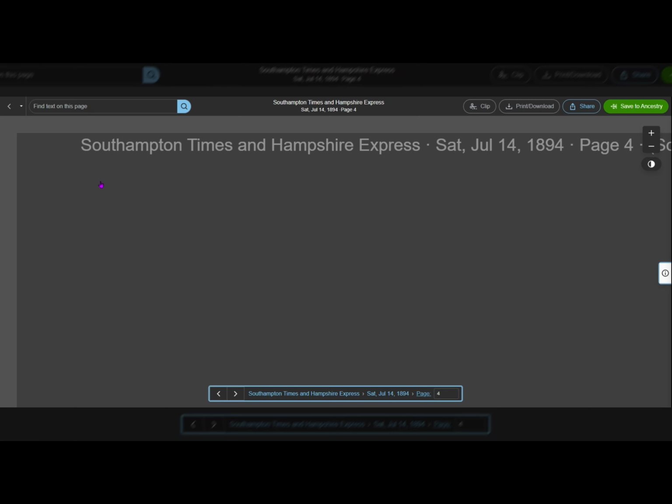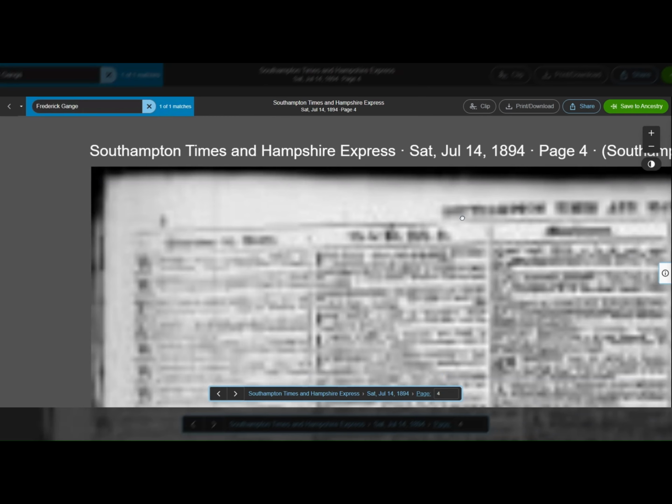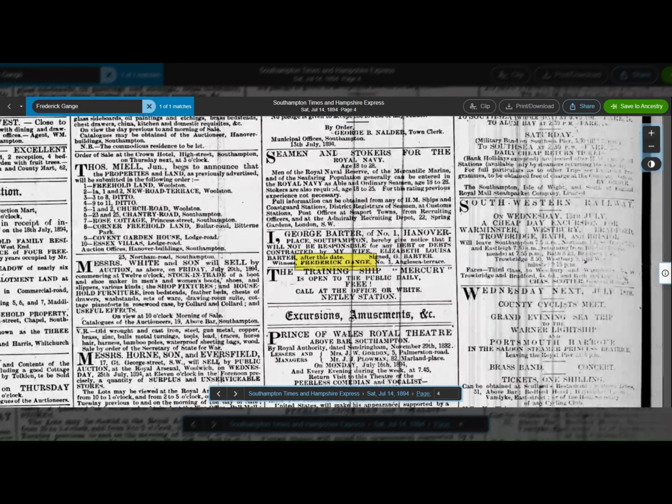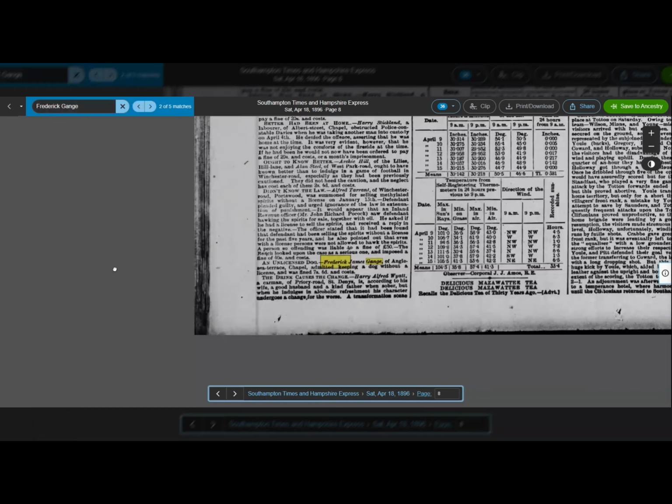We can also use newspapers to piece together bits of life, piece together what was reported, what adverts they may have answered, and here we have that Frederick Gange was the witness to George Barter of the Hanover Place, giving notice that he would not be responsible for any debt or debts contracted by his wife, Elizabeth Louisa Barter. Frederick James Gange of Anglesey Terrace, they're saying that they had a dog without a license, so we know they had a dog even if they didn't have a license for it. I wonder what they called it.